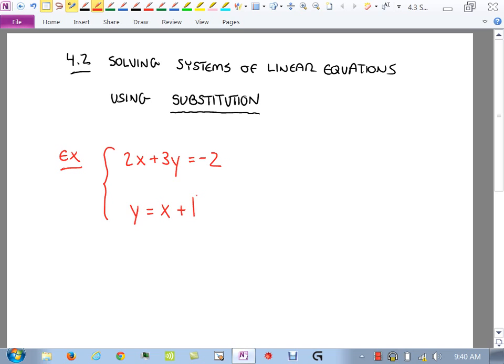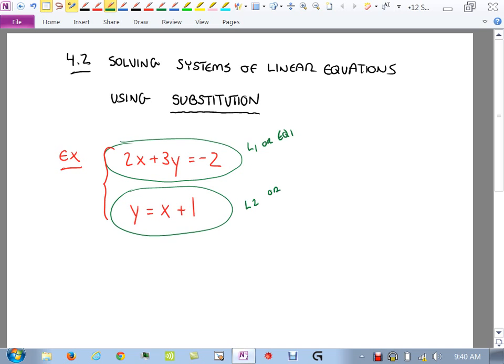What I'm going to do is I'm going to look at both equations, all right? So I'm going to focus my attention on both of these. Let's call the first one L1, or if you want, equation 1. L2 or equation 2. L meaning line, right? And what you want to do is look at the two equations and figure out which one looks easier for you to solve for one of the variables, to isolate one of the variables by itself on one side of the equation. So which one looks easier?